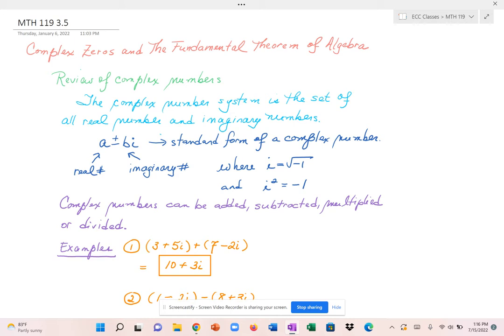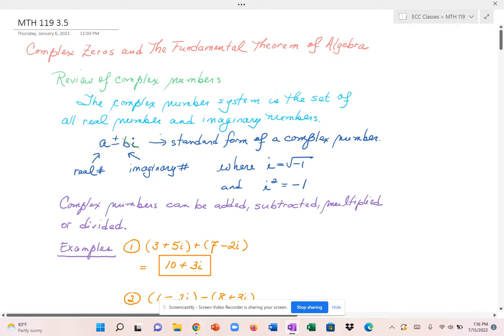A complex number in standard form is a plus or minus bi, where a is the real number part and bi is the imaginary part. It is possible for b to be zero, so you wouldn't have an imaginary part. If you just have a real number, that would be a part of the complex number system. It's also possible for a to be zero, so you would just have bi, an imaginary number, but that's still part of the complex number system.